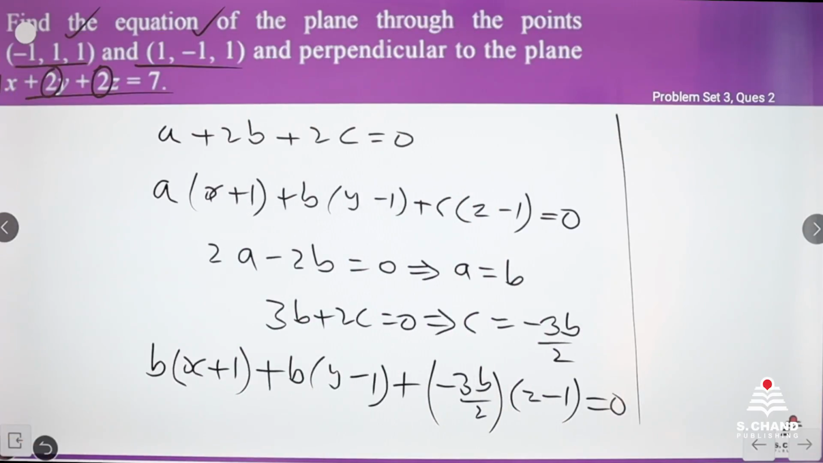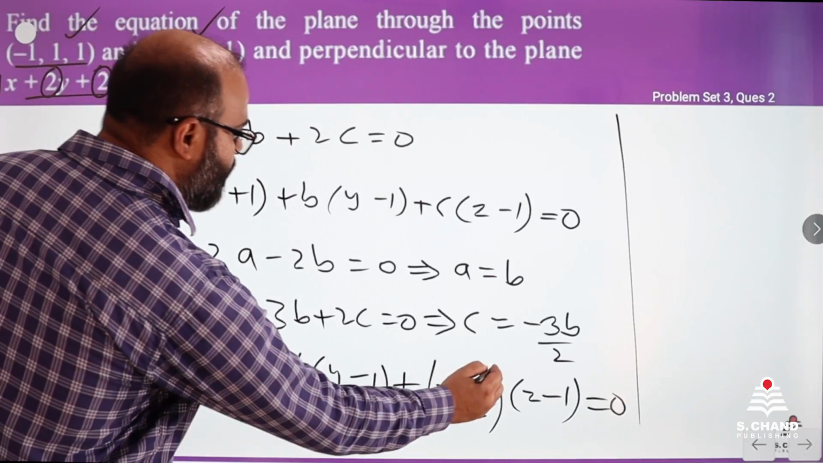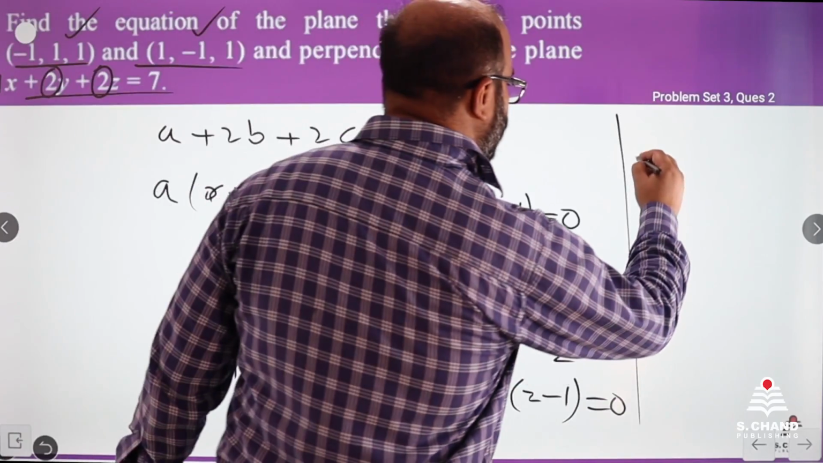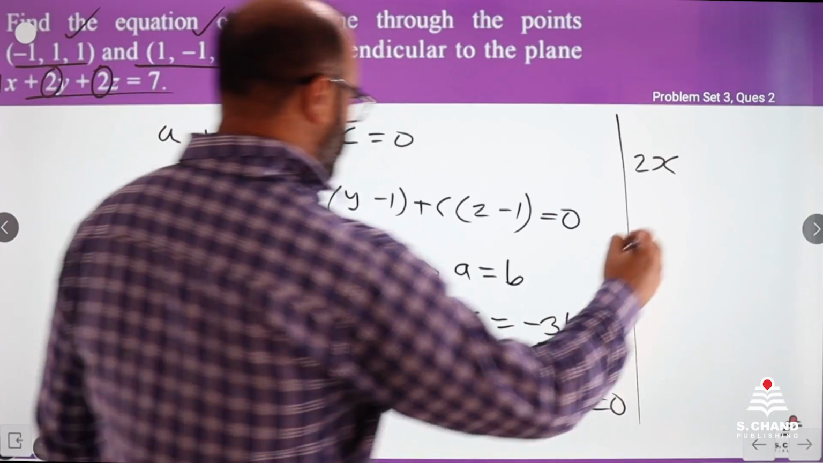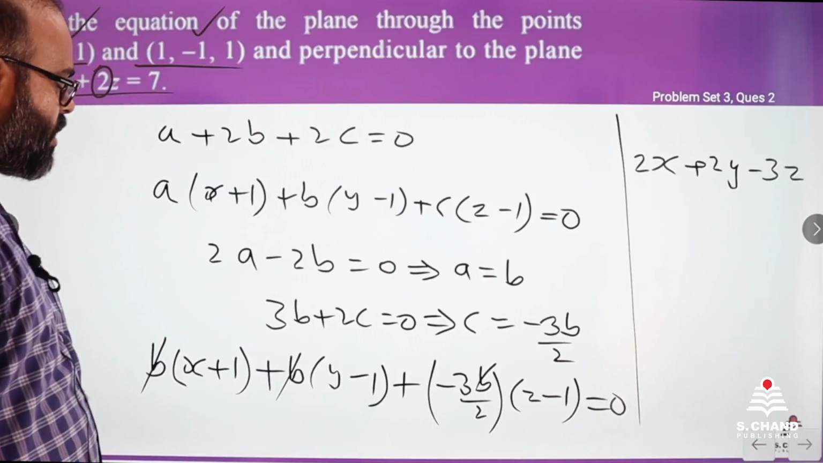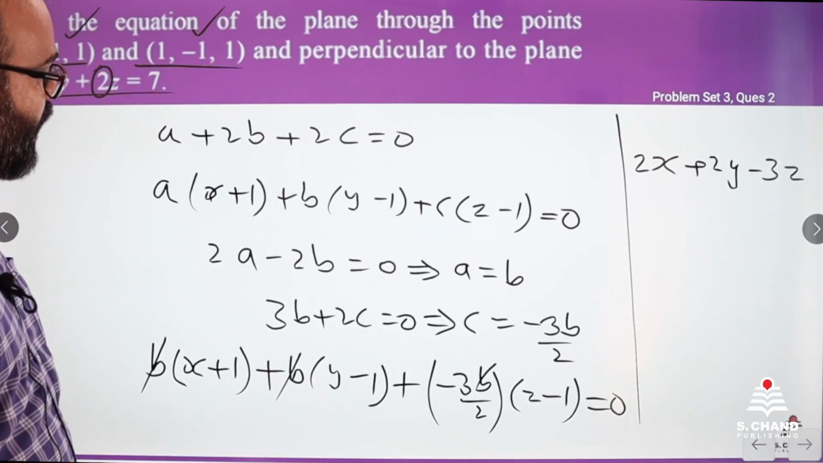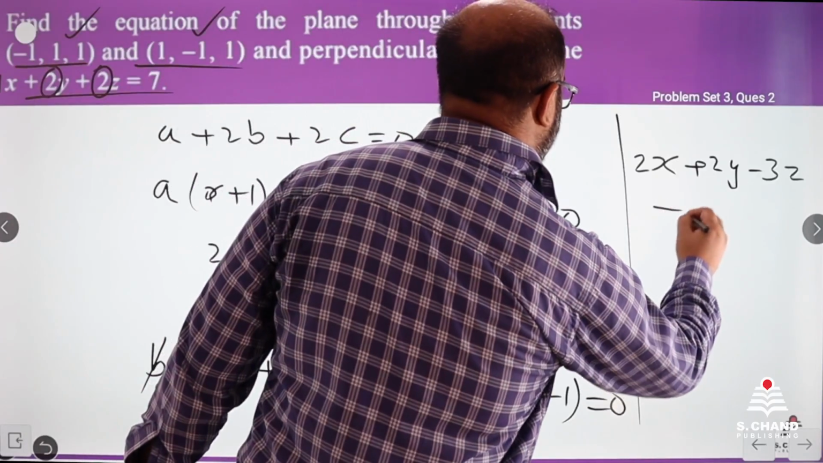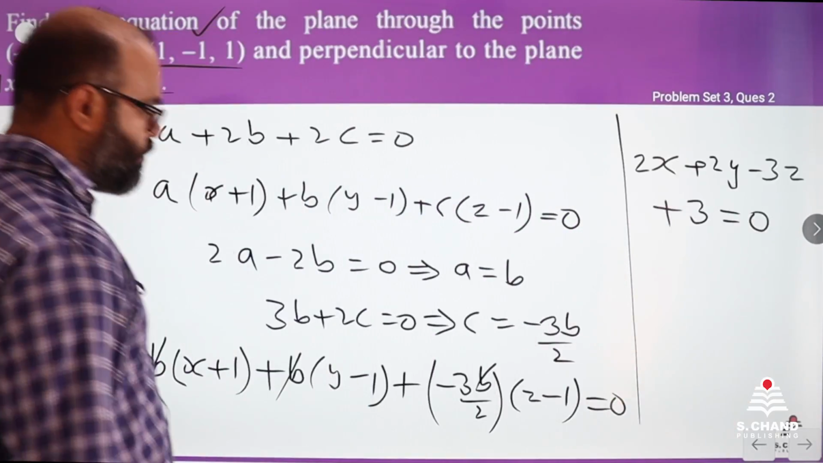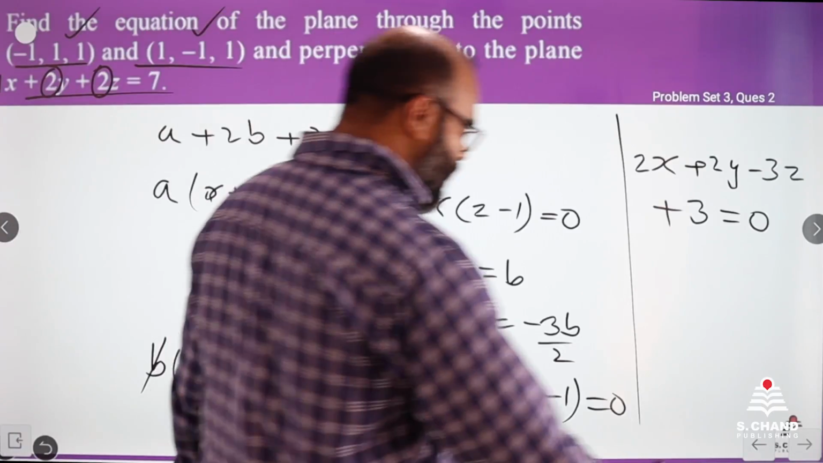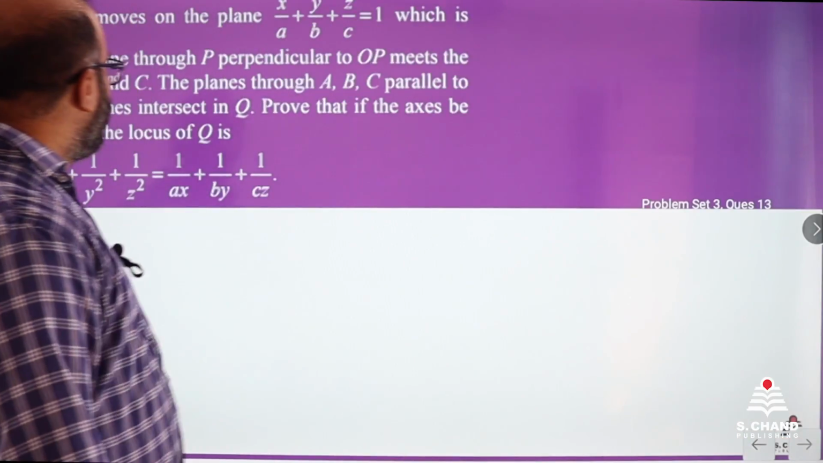Now we have p common, which can be taken outside and it will divide to 0 and it will become 0. So we have x plus y minus 3 by 2 z. So we can say 2x plus 2y minus 3z, like this. Then we have 1 and 1 get cancelled and we have plus 3 is equal to 0. So this is the equation of the plane we have to find. Next, let us come to another question.